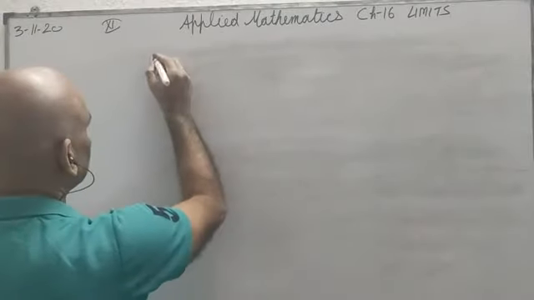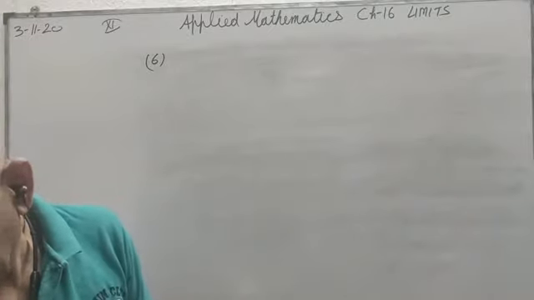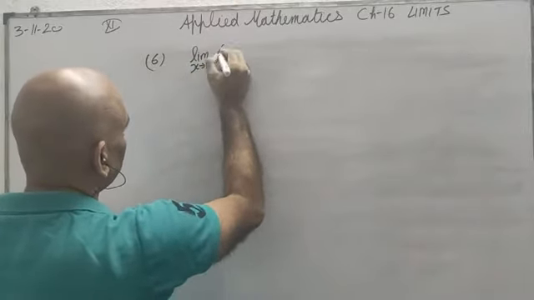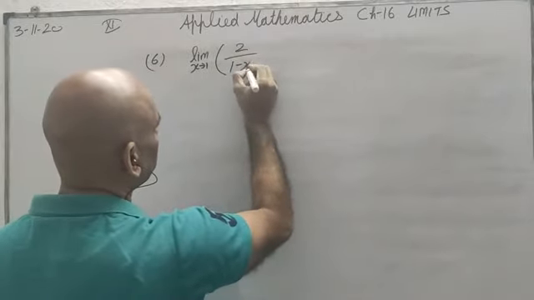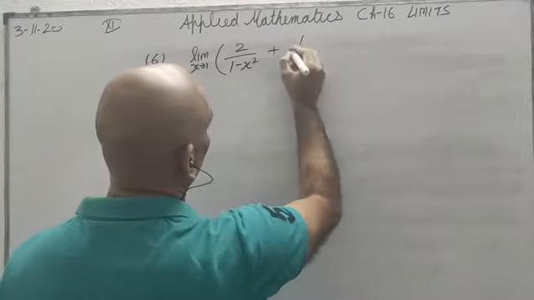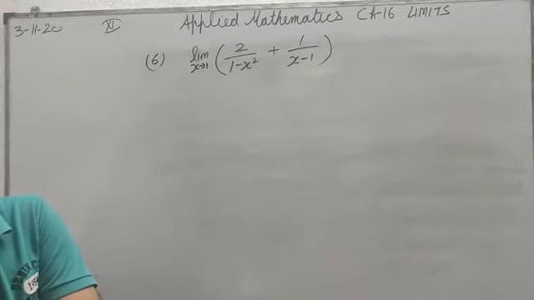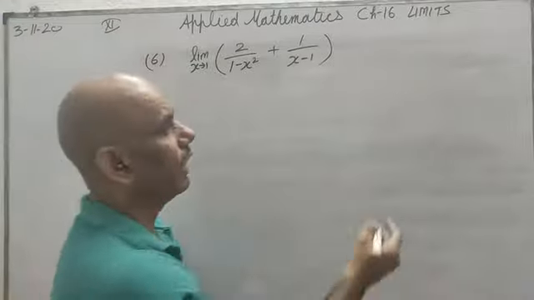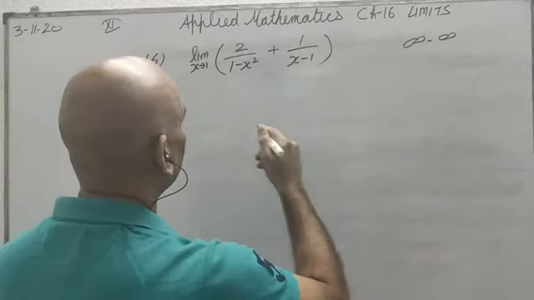In question number 6, what it is saying: limit x tends to 1, 2 upon 1 minus x square plus 1 upon x minus 1. So the first thing, we are having an indeterminate form, infinite minus infinite, and here it is plus. So first you will have to make it minus.